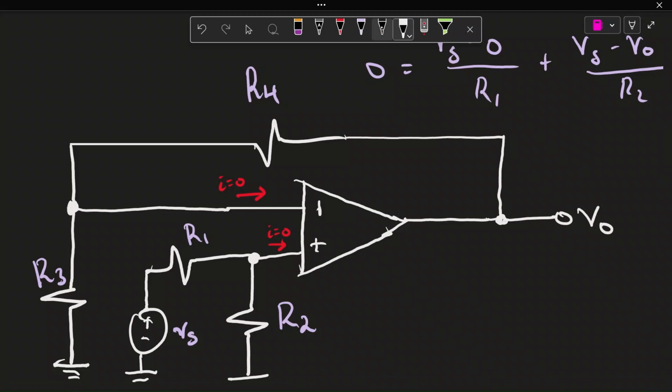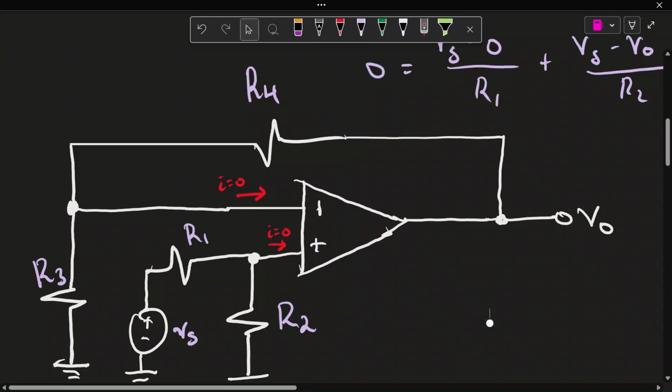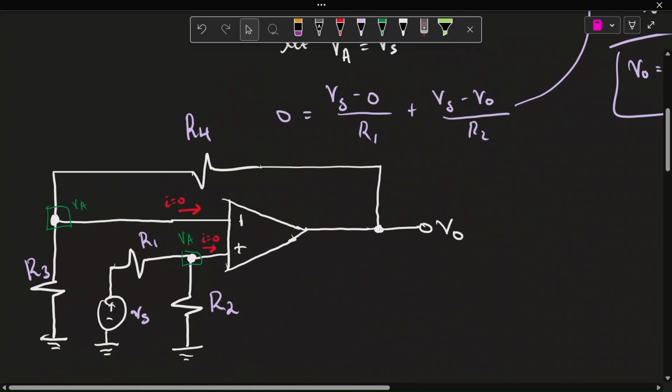So what does that tell you? That tells you that, let me get a different color here. Sorry. This voltage here is equal to this voltage here. So what if we just label this node as VA, and we'll label this node also as VA. And that gets us into the next step. We have to label our nodes. So we have two VAs, and then we have this here, which we'll call VO.